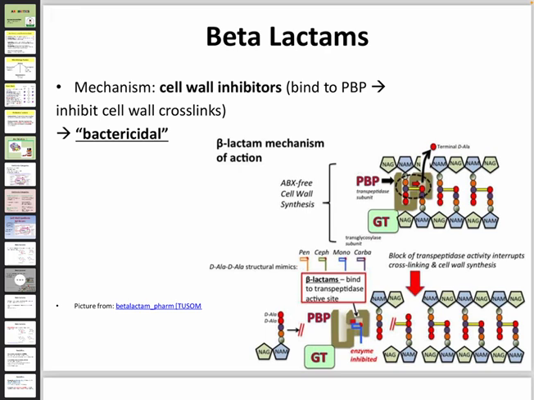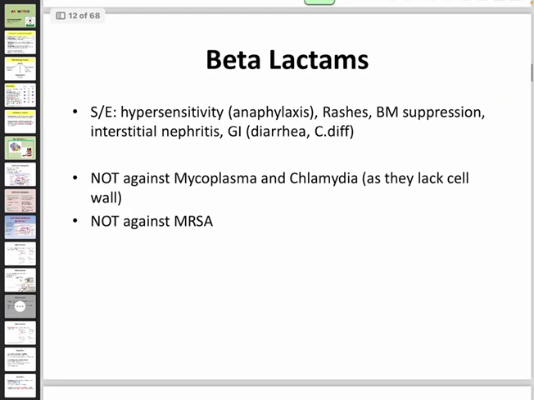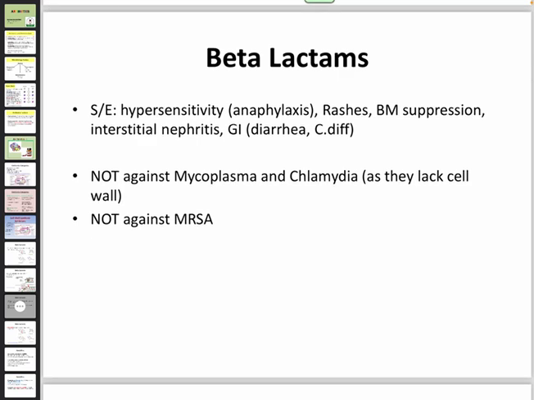Cell wall synthesis inhibitors are in general bactericidal antibiotics. Common side effects of beta-lactams include hypersensitivity like anaphylactic reaction, non-specific antibiotic-related rash, bone marrow suppression, nephritis or kidney injury, and GI-related diarrhea or Clostridium difficile.